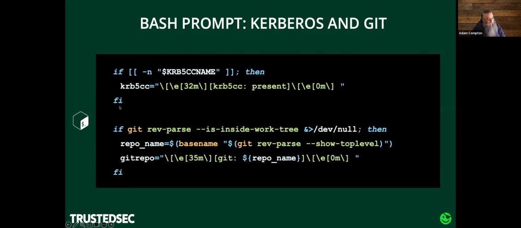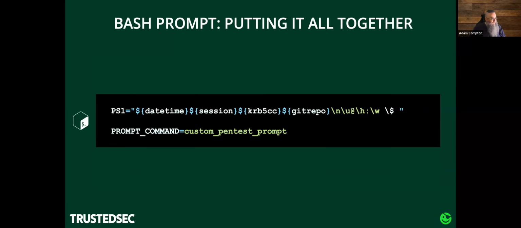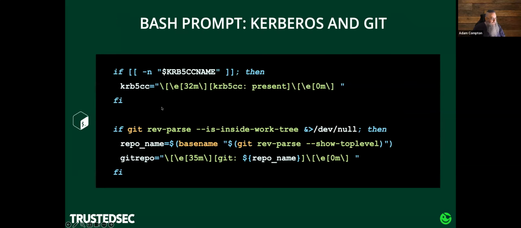If I do the whole Git repo thing to know if I'm in a Git repo and if it's up to date or not. And then at the end, where each of those is stored as a variable, I now just set my PS1, that is your bash prompt, to be the date time, the session, the Kerberos ticket, the Git repo, and then all your standard stuff here, a new line, and then who the user is at the host, and what's the working directory, and then if I'm on a $ or a hash prompt session. Then bash command just calls the function that builds all of this, basically.